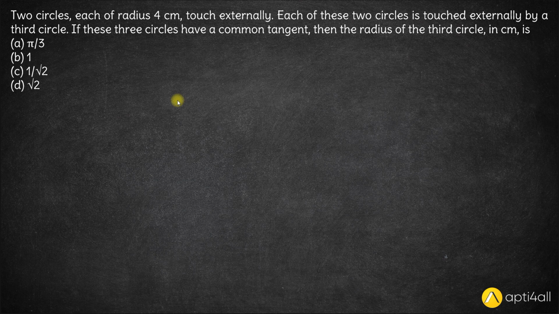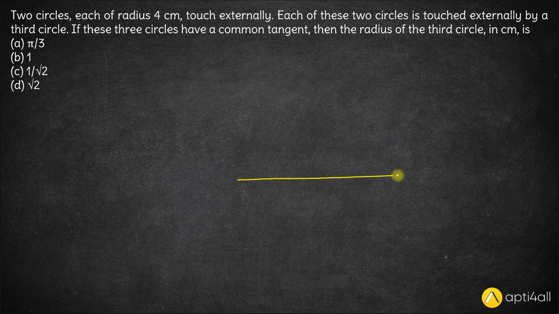Hi, here we have two circles, each of radius 4 cm, that touch externally, and each of these two circles is touched externally by a third circle such that these three circles have a common tangent. Then the radius of the third circle in centimeters is how much? So let's draw the figure.